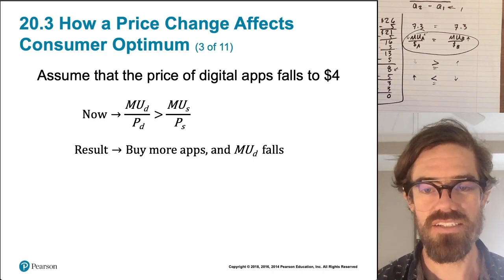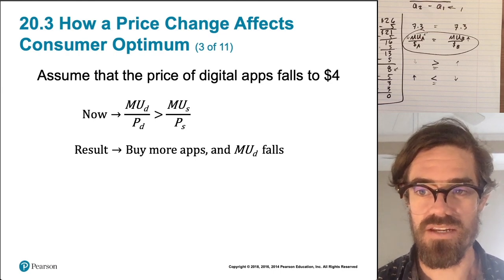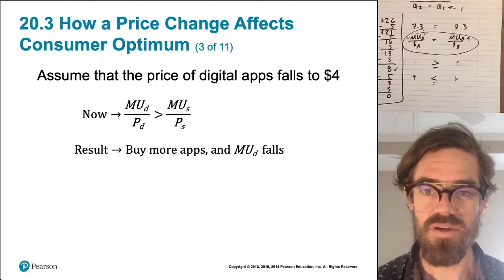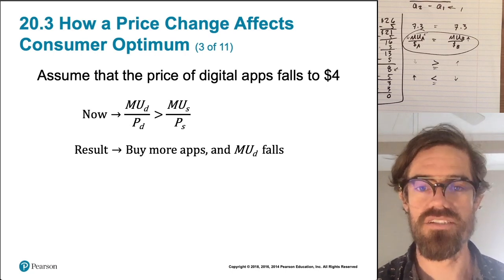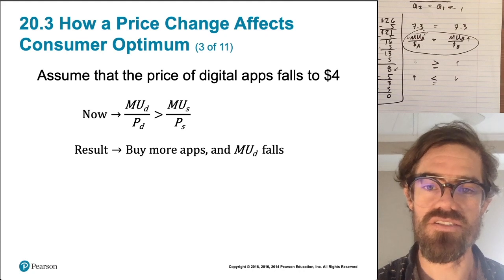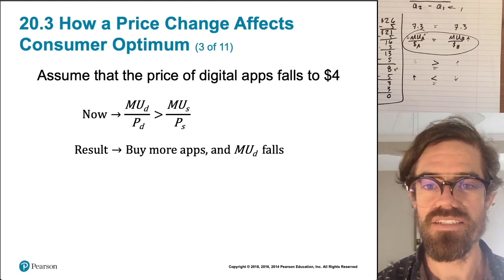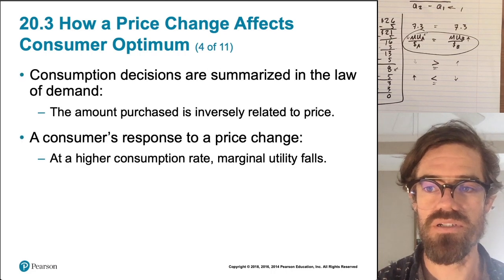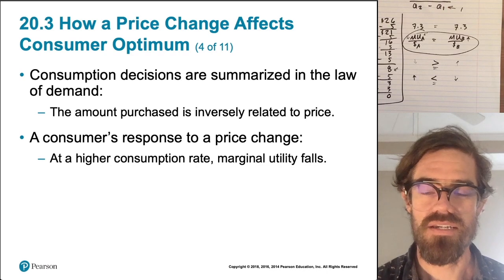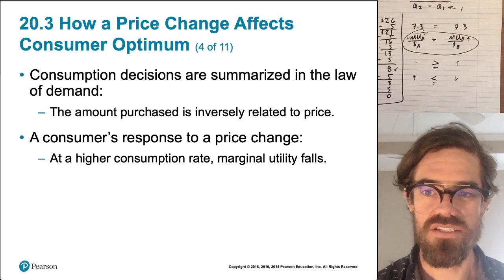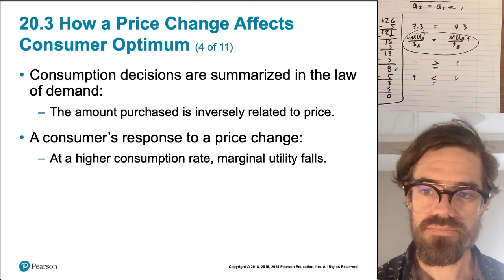And that's exactly where the law of demand is coming from, the downward sloping demand curve. It's coming from this consumer choice theory. So what we're seeing here is exactly what's behind the curtains of the demand curve, and why it's downward sloping, why it has a negative slope. So consumption decisions are summarized in the law of demand, right? The amount purchased is inversely related to price.